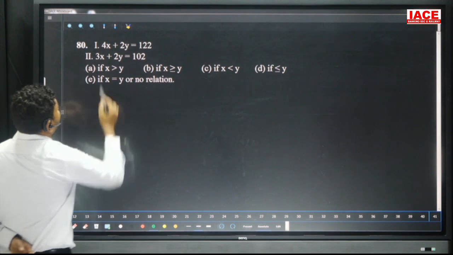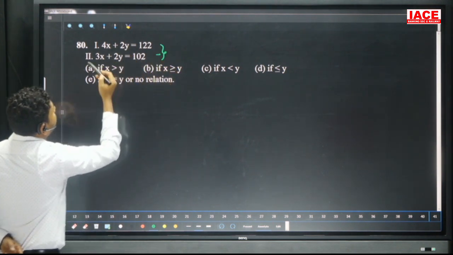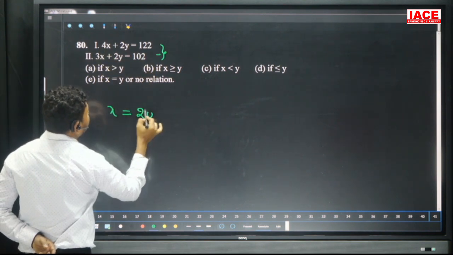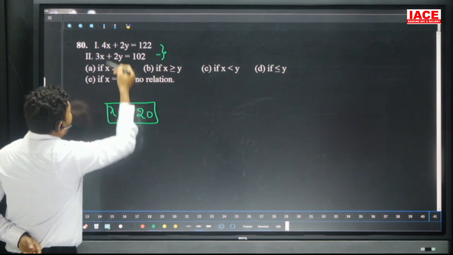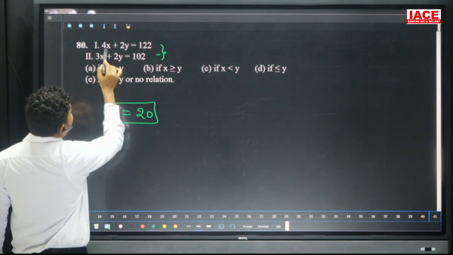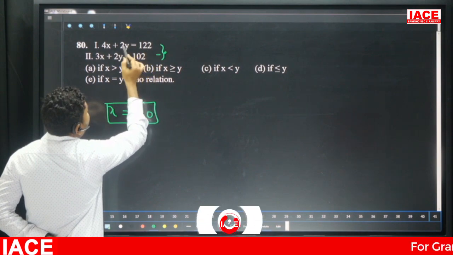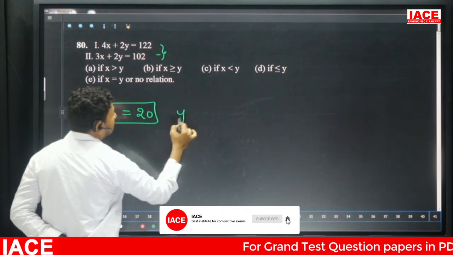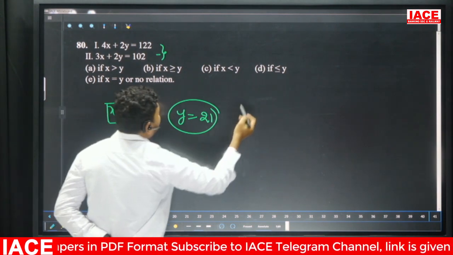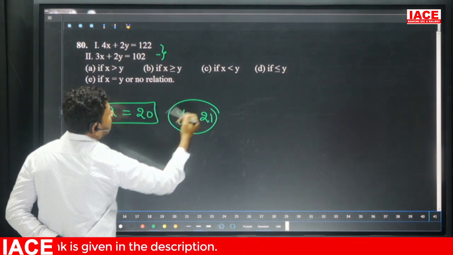Next, 4x plus 2y is equal to 122, 3x plus 2y is equal to 102. These both are subtracted. We'll get x value: 4x minus 3x is equal to x, and 122 minus 102 is equal to 20. X value you are getting is 20. Now, x value substituting in any one equation, you will get y value also. So 4 20s are 80. 80 is removed from the 122, which is equal to 42. 42 is divided by 2. We'll get y is equal to 21. Y is greater than x. Then we can write x less than y, y greater than x, x less than y. Our option is C.